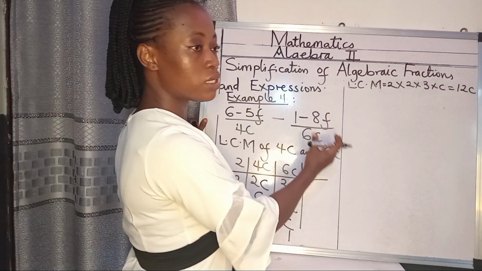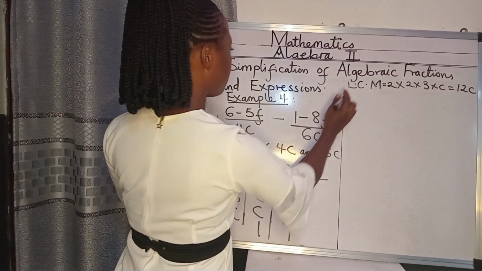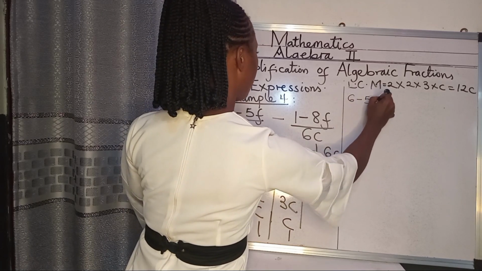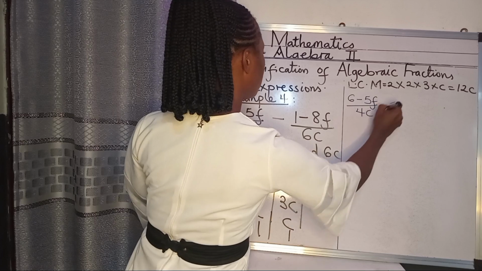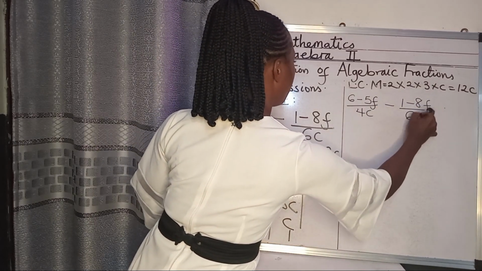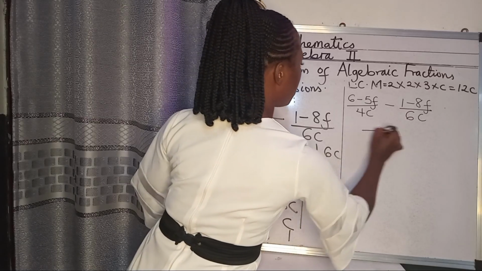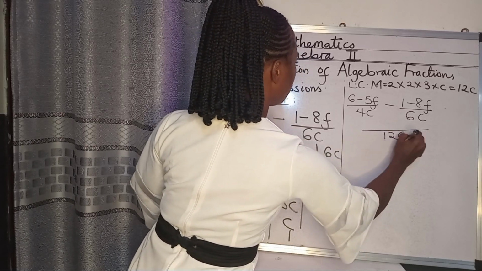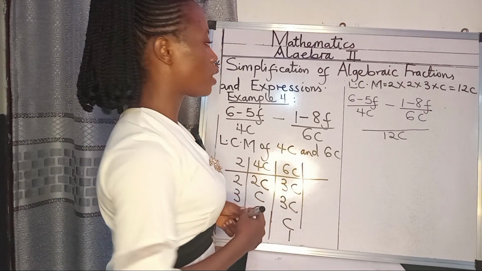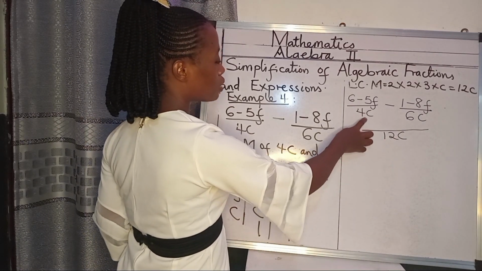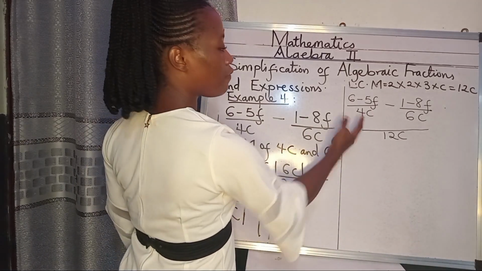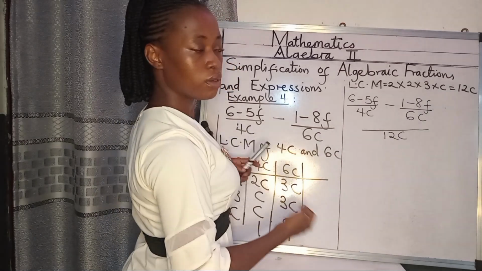So I'm going to write this fraction again. I have 6 minus 5f over 4c, minus 1 minus 8f over 6c. I got my LCM as 12c. Just like the way you subtract fractions, okay? 12c divided by 4c is 3. You know it's 3, right? 12 divided by 4 is 3. Then c cancels c. So 3.